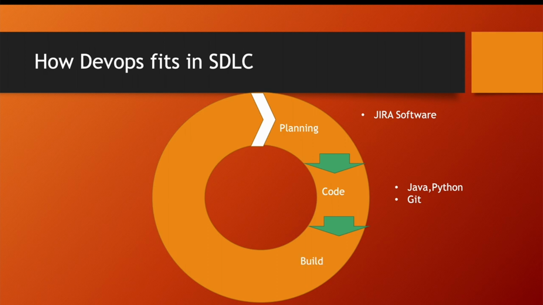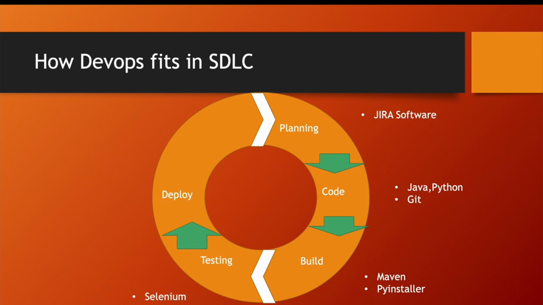The third is build. In the build part, the code is converted into an executable file using tools like Maven for Java or PyInstaller for Python. This is to make sure that we can share the executable on any machine and it will run. The next is the testing phase. Once the code is built, it is moved to the testing phase. The most commonly used testing tool is Selenium.